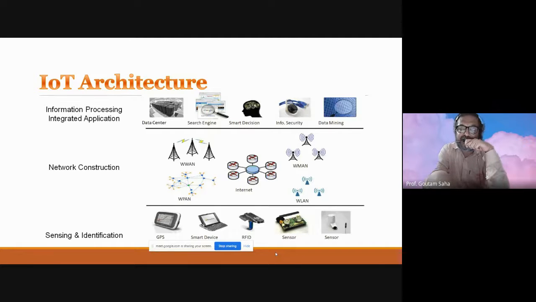Then network construction: there are several networks, WMAN, WLAN, internet, WPAN. These are the technologies used for the information sent by these devices to the information processing center, that means the cloud. This is information processing and integrated applications: data center, search engines, smart decision, info security, data mining. The whole of this is called the cloud domain, and it is the application area, where data are stored and can be used for different purposes.